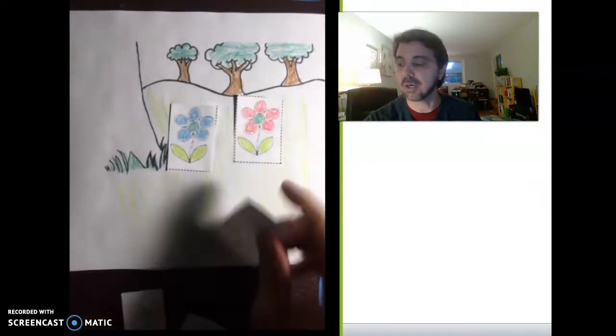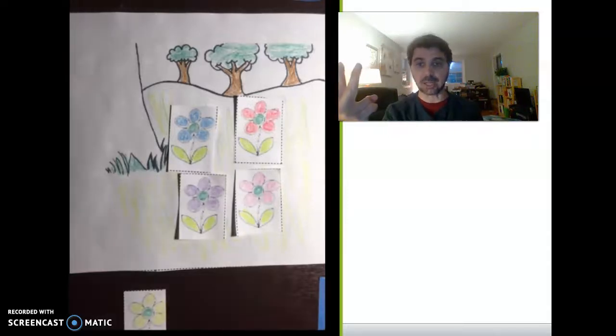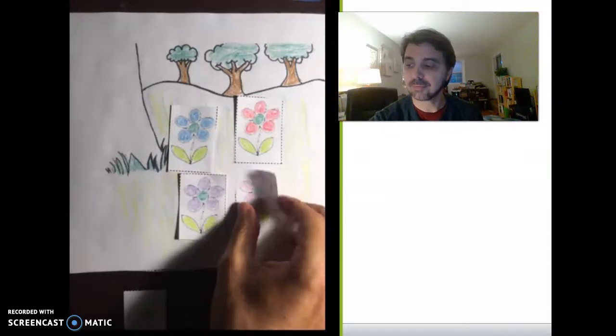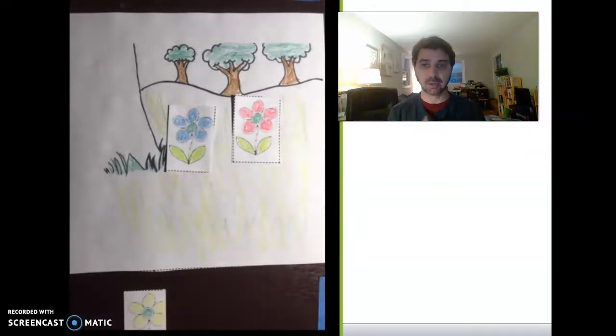So we started, our total was 4 flowers. We took away 2 flowers. And we are left with 2. So 4, take away 2 of those, leaves you with 2. So 4 minus 2, or 4 subtract 2, is 2.